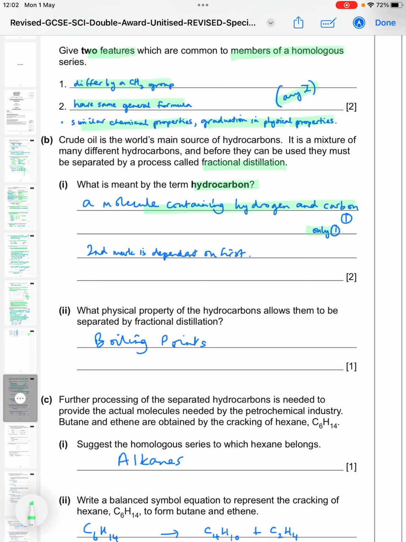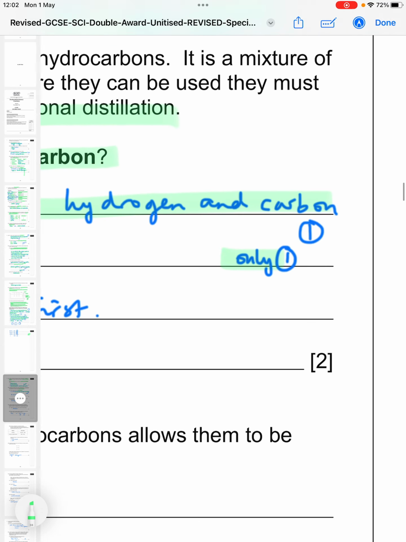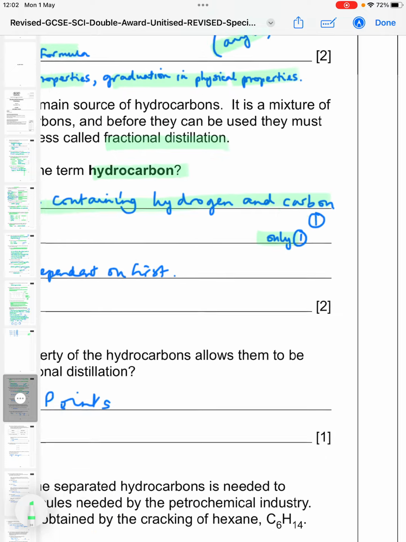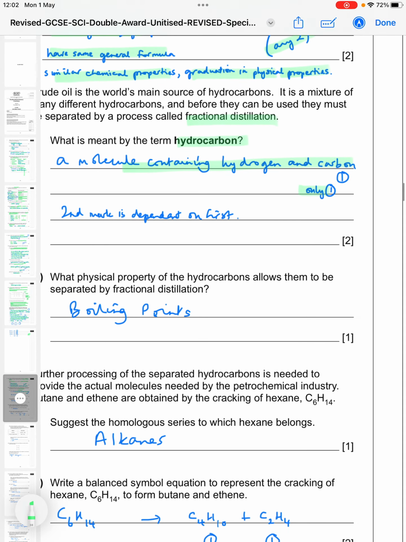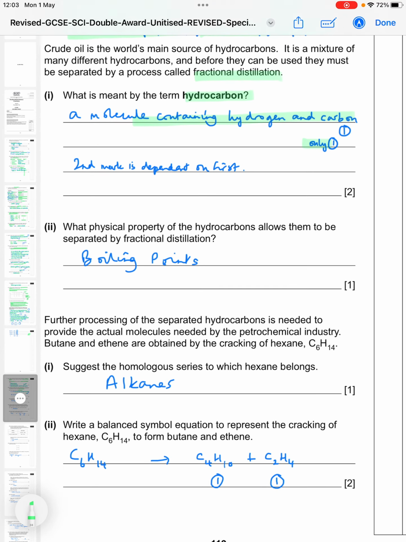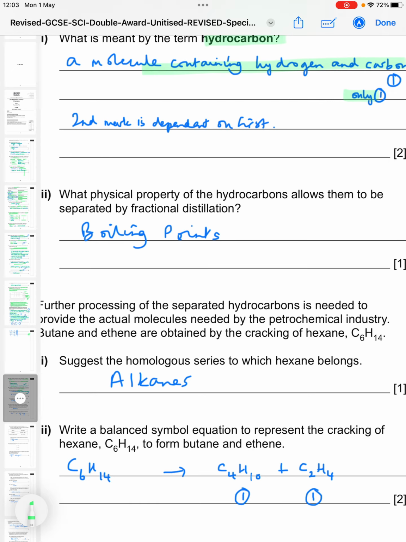What is meant by the term hydrocarbon? It's a molecule containing hydrogen and carbon only. The first mark is for the hydrogen and carbon, and the second mark is for only. In the mark scheme, the second mark is dependent on the first, so you would only get that second mark if you got the first part correct.